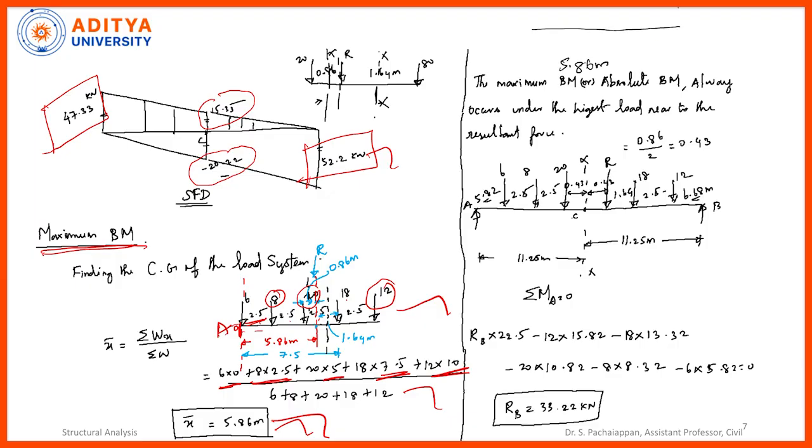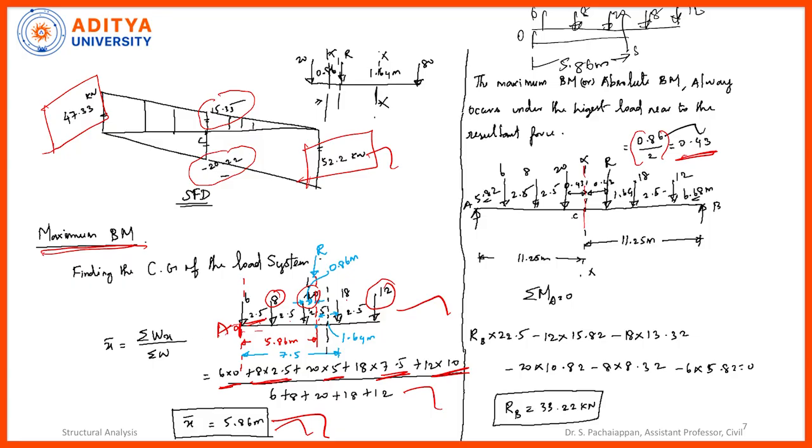So the series of loads are there. This is 12, this is 18, this is 20, this is 8, and then 6. From here, which is 0, to here, it is acting exactly at 5.86 meters. So the distance between the 20 kilonewton and the resultant force is 0.86 meters. So I take 0.86 meters divided by 2, which is 0.43 meters.